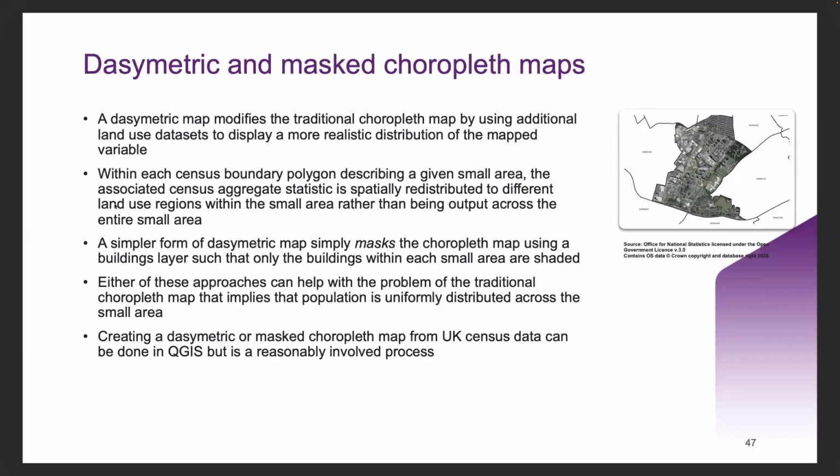one of the problems with the choropleth map is the fact it implies the population is uniformly distributed across the extent of the polygon. An alternative to the choropleth map is what you'll see called dasymetric maps, which are an alternative. What they do is they use an additional layer rather than the boundaries, such as a buildings layer, and then you shade that buildings layer by the census variable, so you get a much more realistic distribution of the population shown.